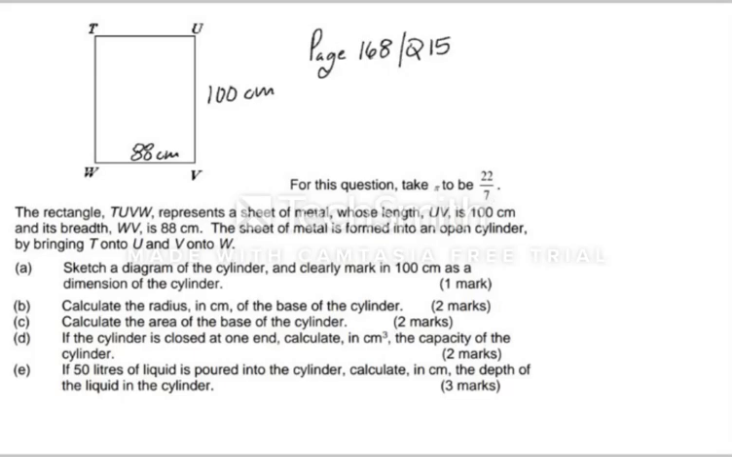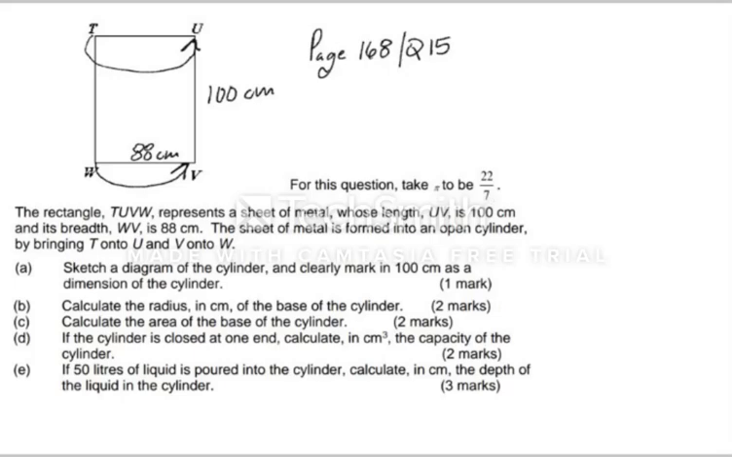by bringing T onto U and V onto W. So somebody takes this end at T and brings it around to join U, and W to join V. This is something that you could try for yourself. Get any sheet of rectangular paper and fold it to bring opposite ends together, and you'll see that the rectangle folds into a cylinder.